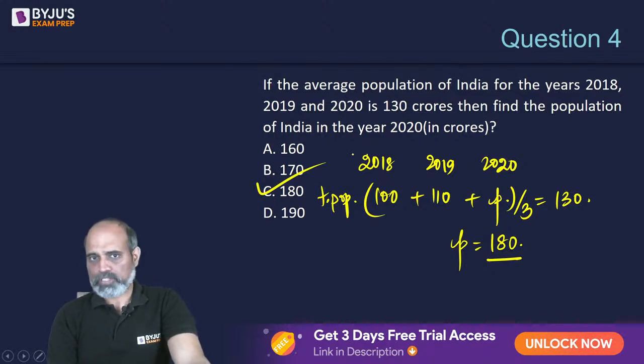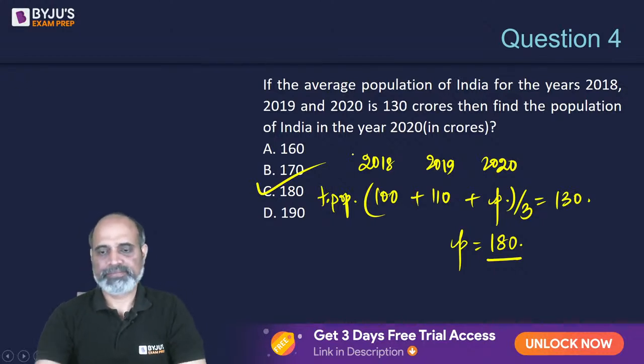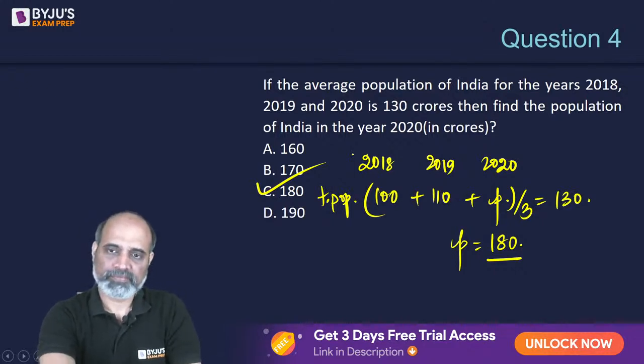Hypothetical, 180 crores has never been the population of India, right? 390 minus 210 is 180.